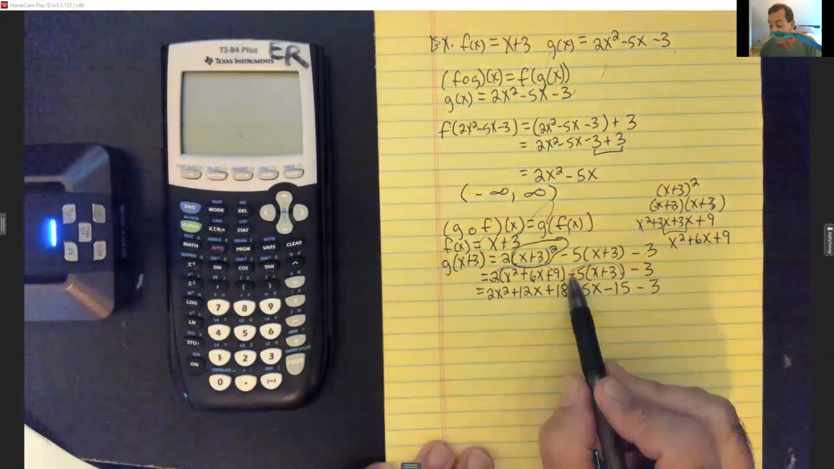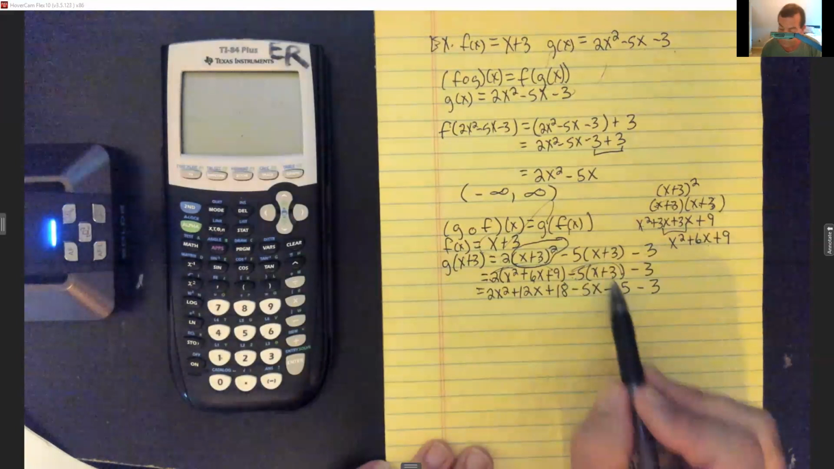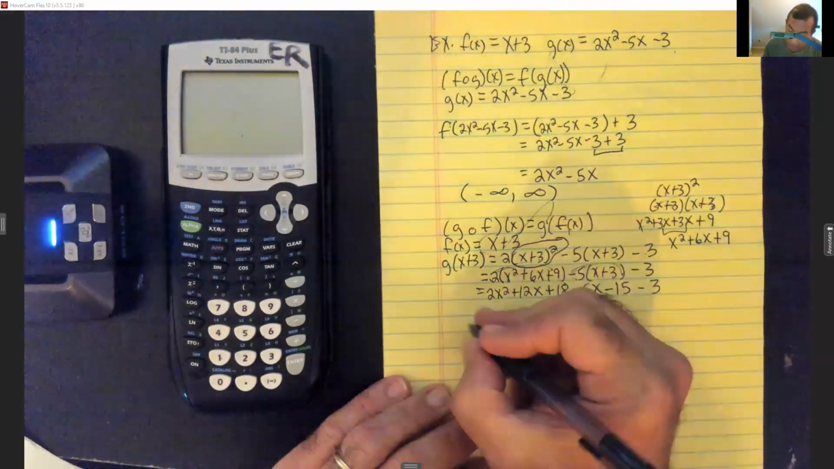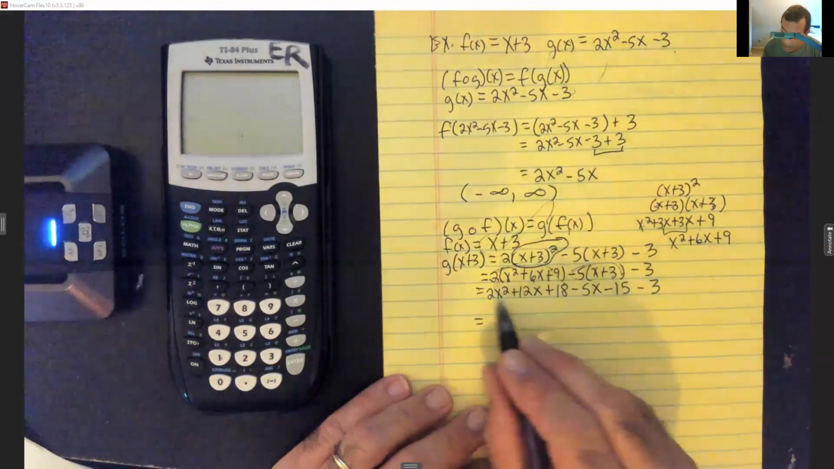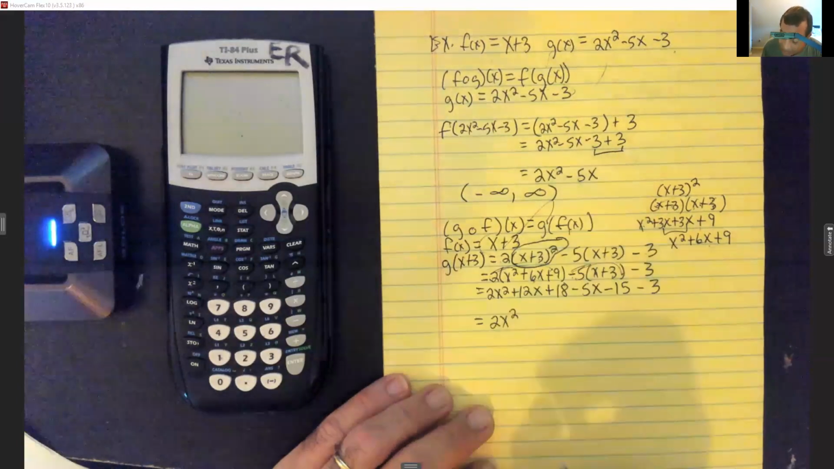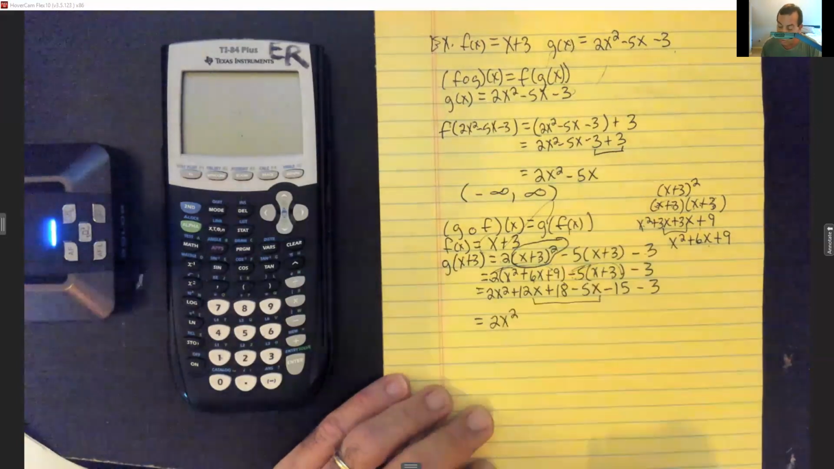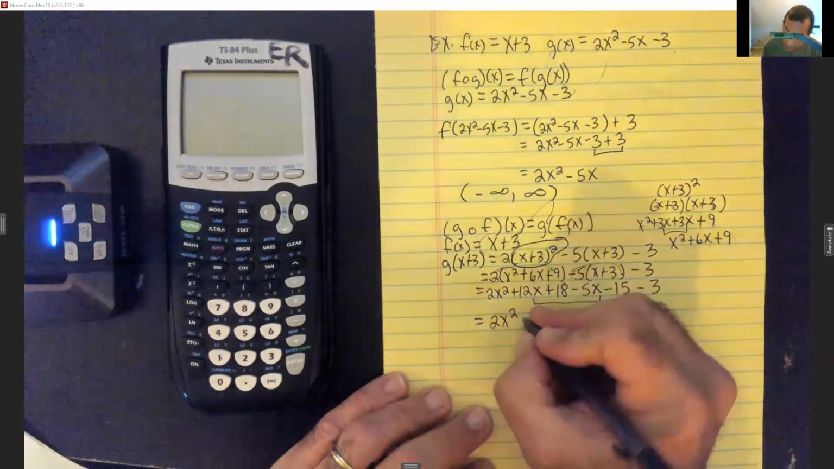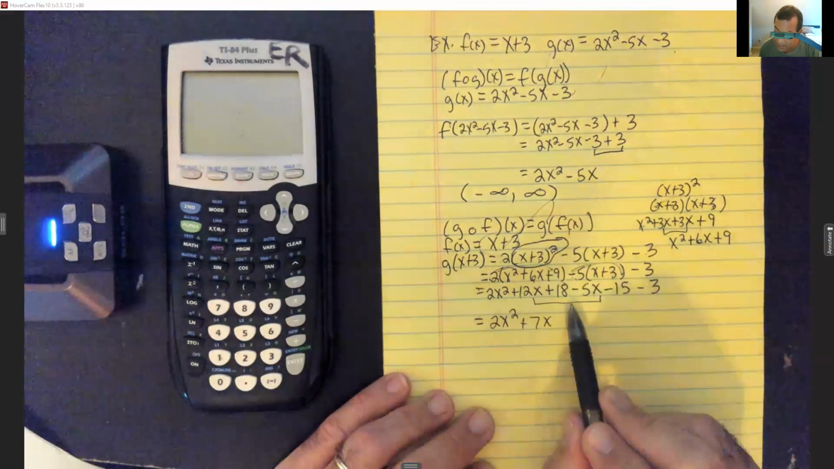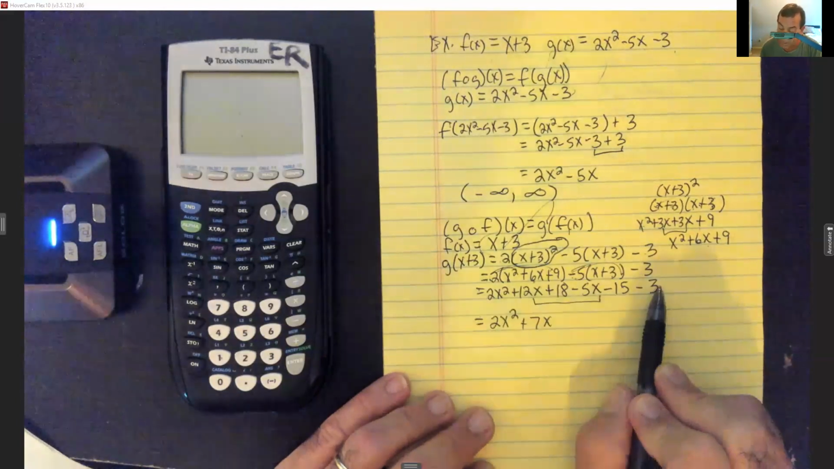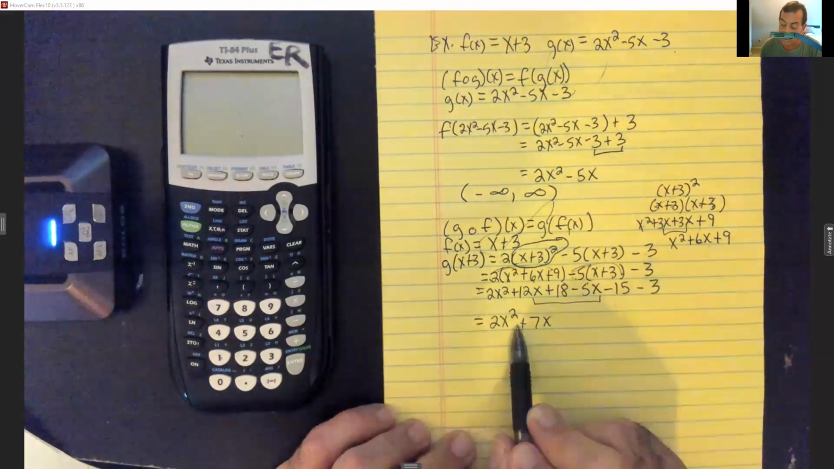Remember, if you got a negative, you got to distribute that negative. Now all we can do is add like terms. So let's see what I get. The 2x squared has nothing else to add to, so bring it down. My x's do have like terms. So 12x's, negative 5x's give me 7x. And then let's see, I got 18 minus 15 is 3. 3 minus 3 is 0, so those cancel. So the final answer is 2x squared plus 7x.